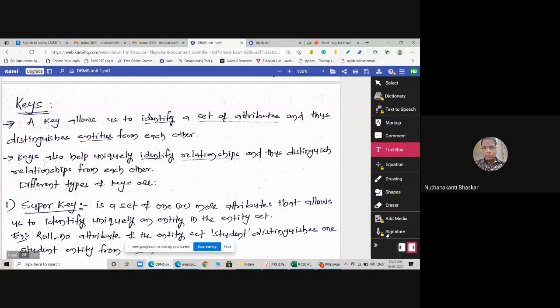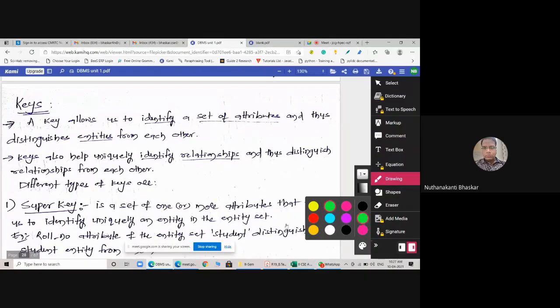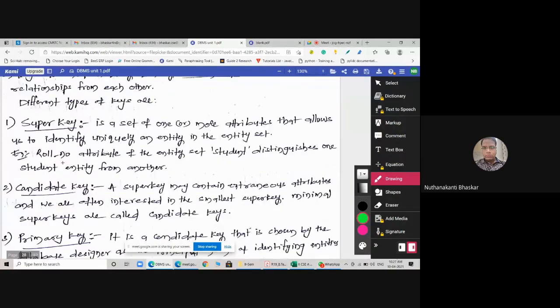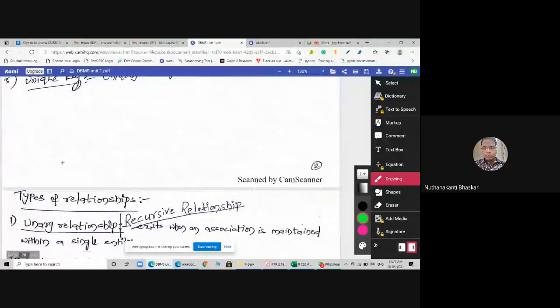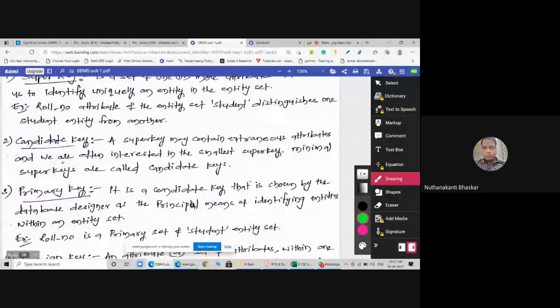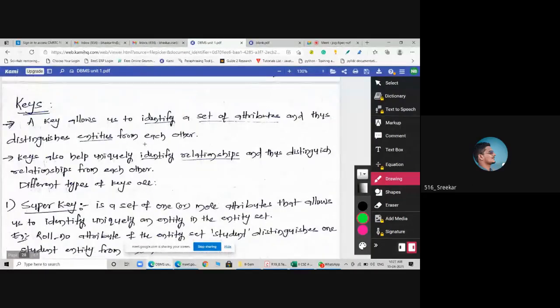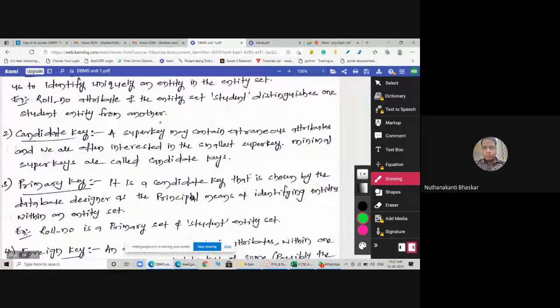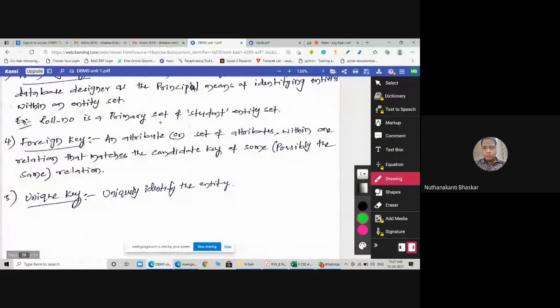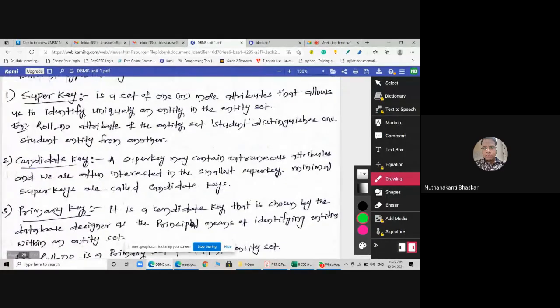In continuation of last class, we discussed keys, right? Super key, candidate key, primary key, foreign key, and unique key. Now you know what is a super key, what is a candidate key, what is a primary key, what is a foreign key, what is a unique key. I will repeat this for anyone who doesn't know.